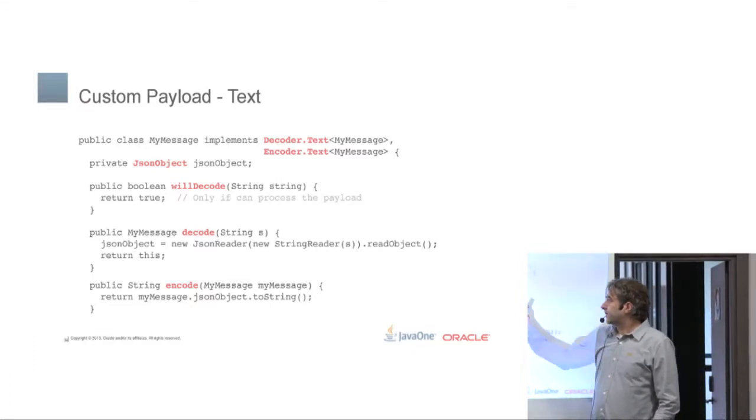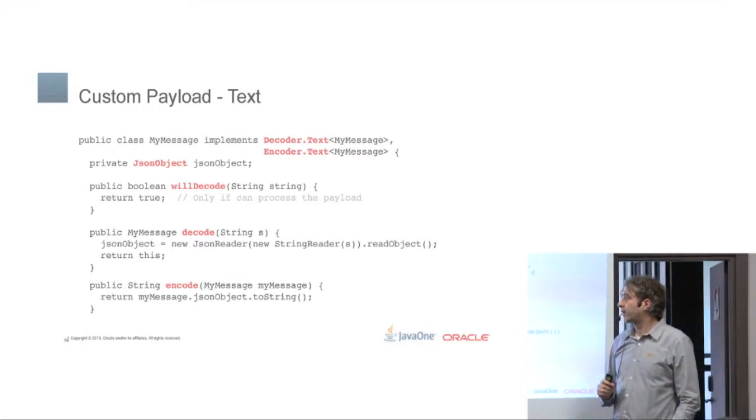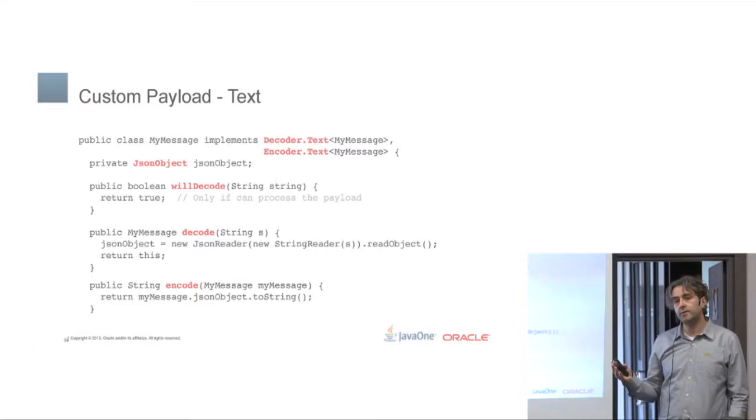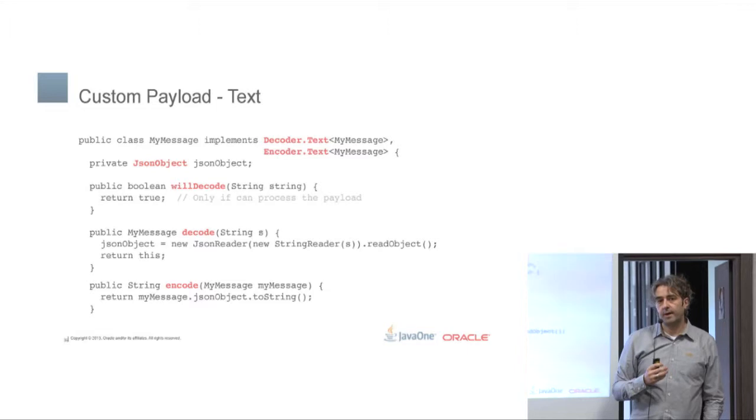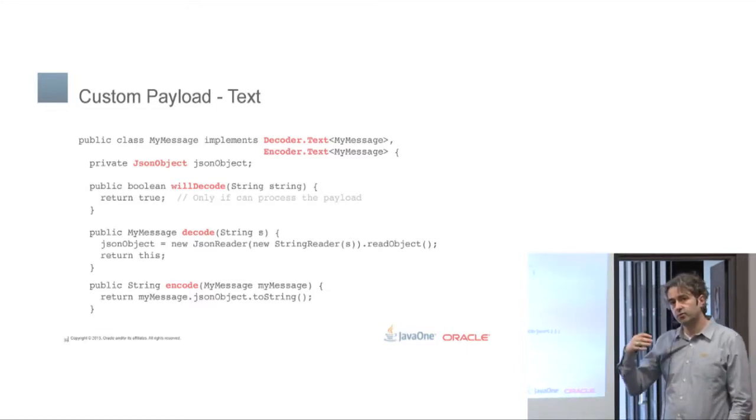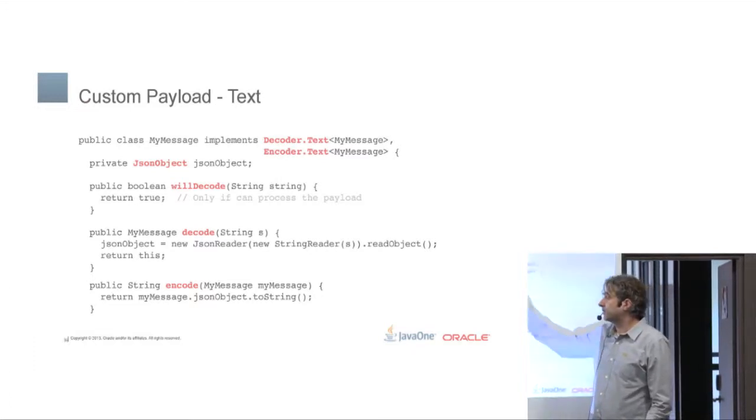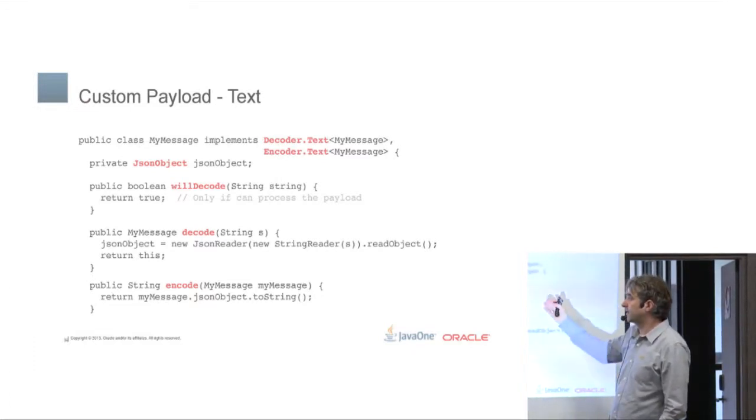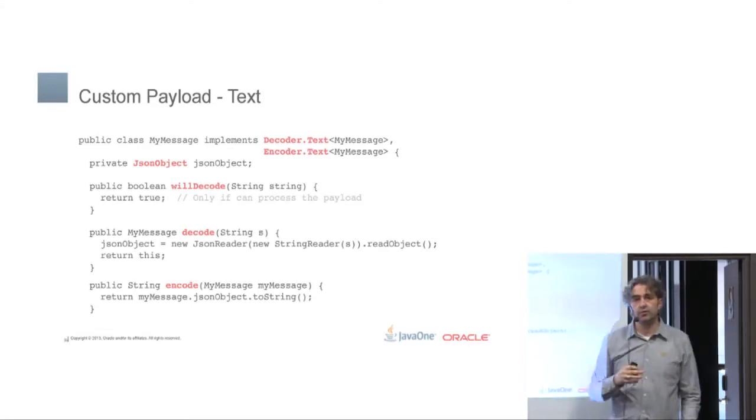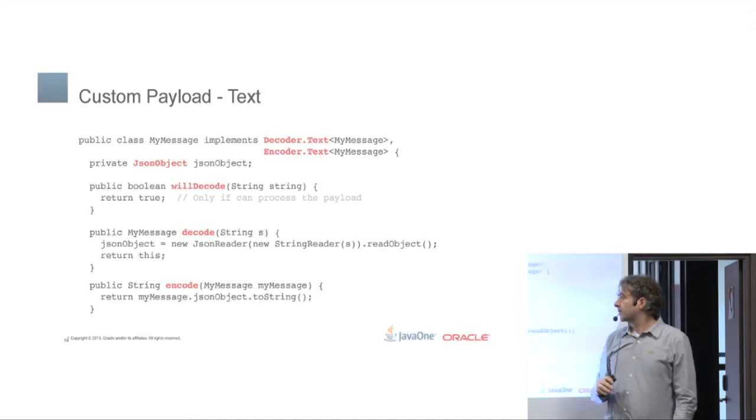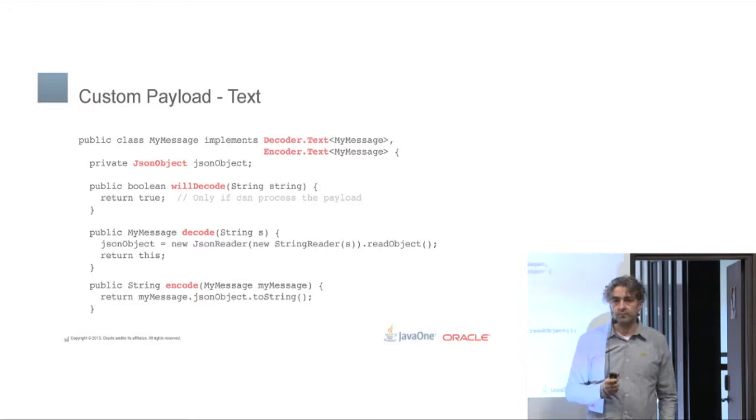For the decoder, there is a method that needs to be implemented as well. It's the willDecode. That method gets the payload, and it's used by the decoder itself to make sure that it can actually decode the payload. In this case, I'm not doing any test. I just assume that I can decode it. But obviously, in theory, my willDecode method should do a little bit more. If I can decode, my willDecode method needs to return a true.